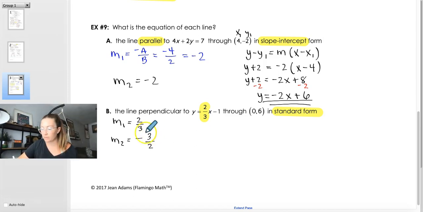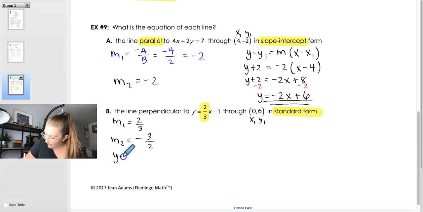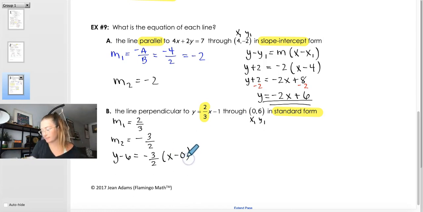Okay, so we want it with this slope going through this point. Again, I have a point, I have a slope, so we use point-slope. So I have x1, y1. Plug it into point-slope: y minus y1 equals my slope, -3/2, times x minus x1. Alright, let's simplify. So I'm going to get y minus 6 equals -3/2 x. Alright, so from here, we need to get this into standard form.